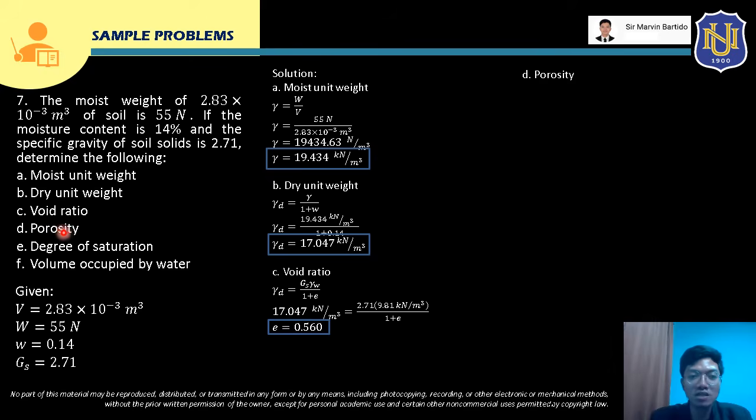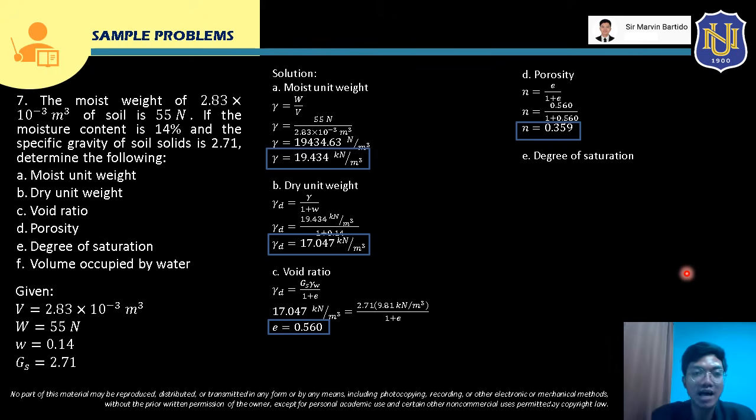Now, for porosity, sa letter D, class, may relationship naman yan, yung porosity at saka void ratio. So, that is n is equal to e over 1 plus e. Yung e natin, na-solve na, so we can directly solve for n. So, that is 0.560 over 1 plus 0.560. That is 0.359. Okay, so that's already the answer.